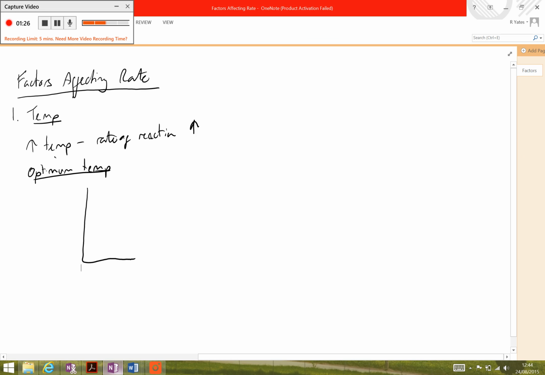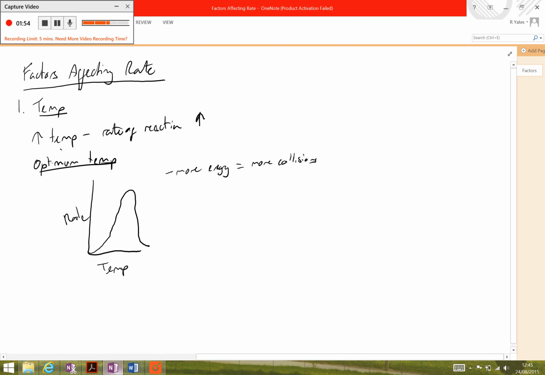Obviously we've got temperature at the bottom and we've got rate at the side. So it is a curve, not a straight line. Okay, so it's geometrically curved. The rate increases because the substrate molecules get more energy, so you get more energy, which equals more collisions. Let's just draw an arrow down. So it's getting more energy, so therefore you're getting more collisions.